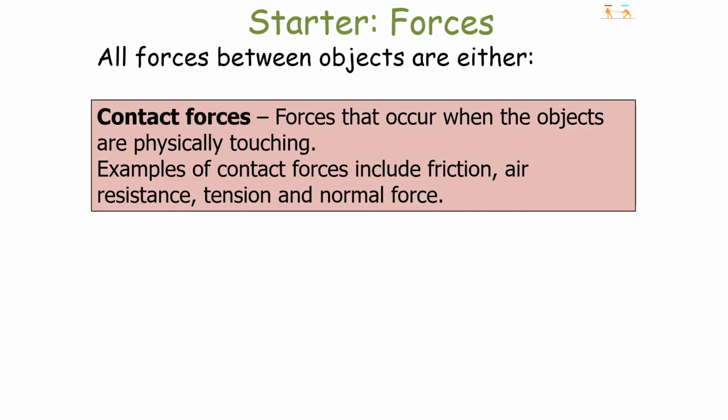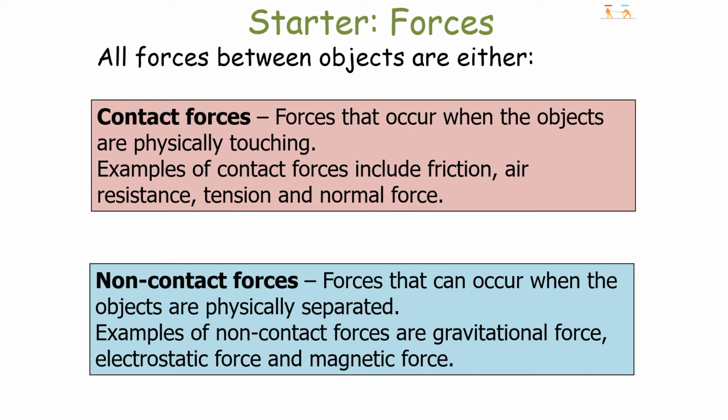So all forces between objects are either contact forces, forces that occur when the objects are physically touching. So examples of contact forces include friction, air resistance, tension and the normal force. But you can also have non-contact forces, forces that can occur when objects are physically separated. So examples of non-contact forces are the gravitational force, the electrostatic force and the magnetic force.